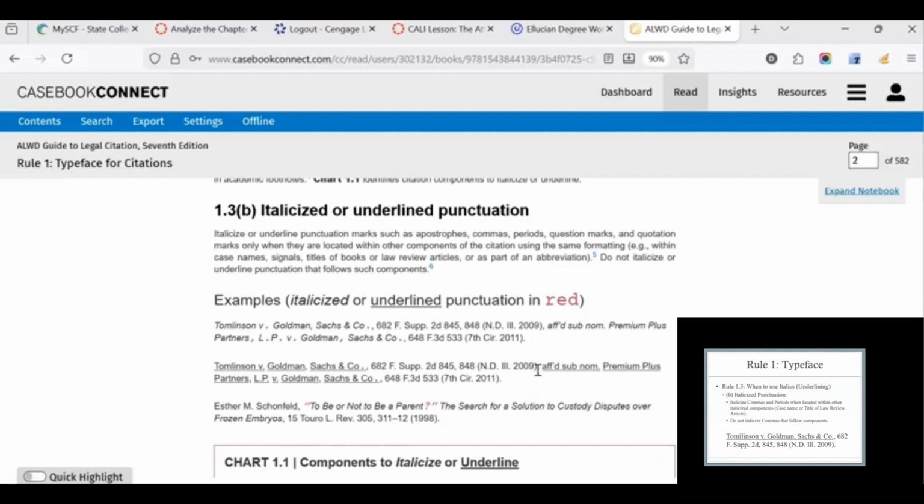All right, so if it's italicized, and actually if you look at the example in your book on page 2, that's that same case, but it's italicized. So everything would be italicized except for that last comma.